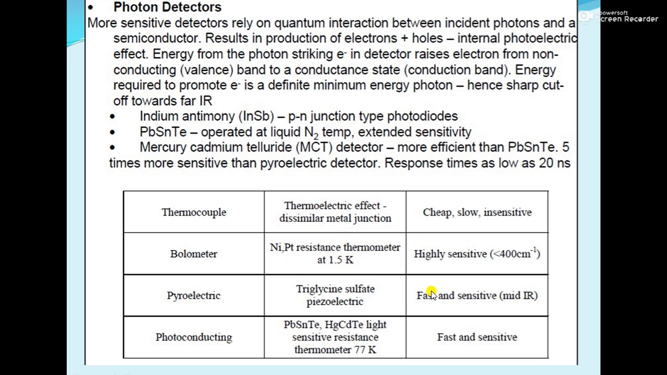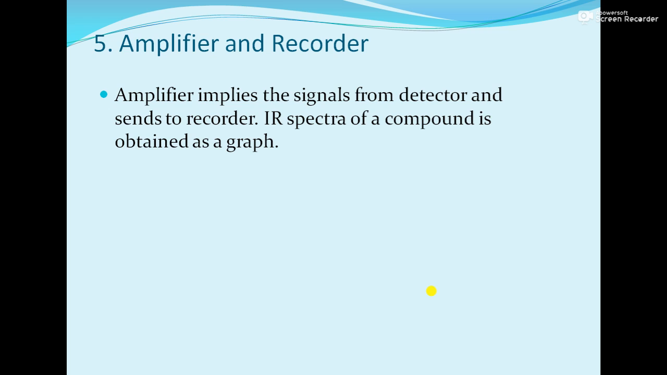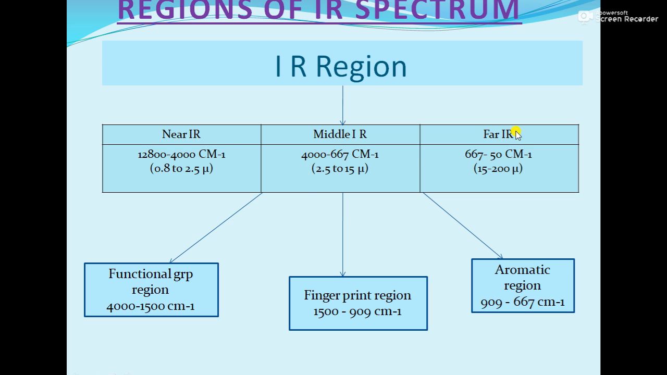And finally the amplifier and recorder. The amplifier and recorder amplify the signal from the detector and send it to the recorder. A sophisticated recorder gives the IR spectra of a compound as a graph of percentage transmission of IR radiation versus wavelength, or wave number. So in this way we are going to get the IR spectrogram.